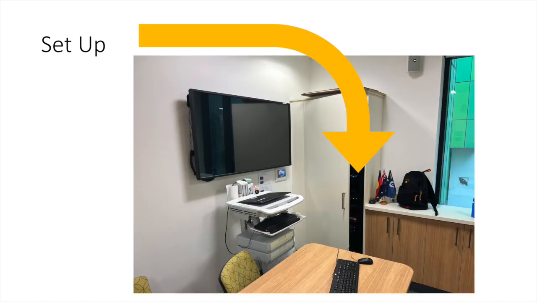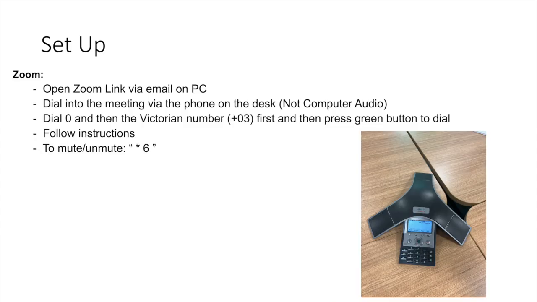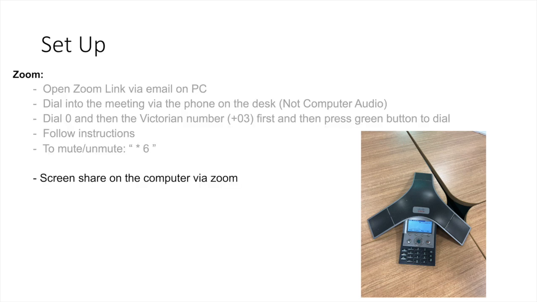Sometimes the computer will not be turned on. This is a small box in the cupboard shown. To set up Zoom, open up the Zoom link on the computer and make sure that the audio is not used on the computer. On the phone on the desk pictured here, dial 0, then the Victorian number from the Zoom link you've sent out and press the green button to dial. Follow the instructions. You will need the email sent out via Zoom. You are now all set up.